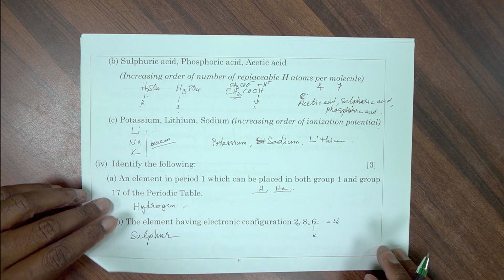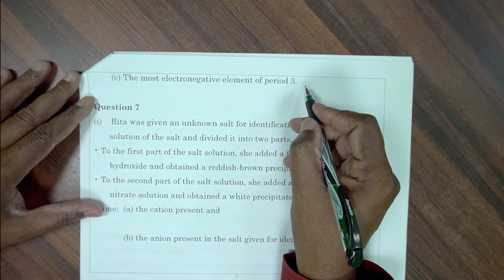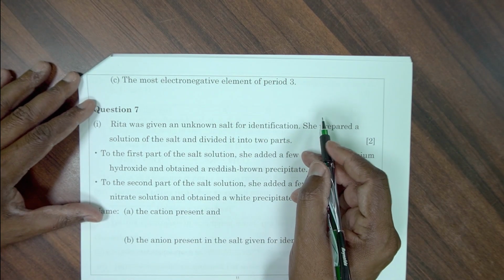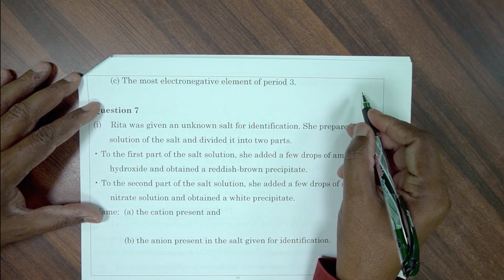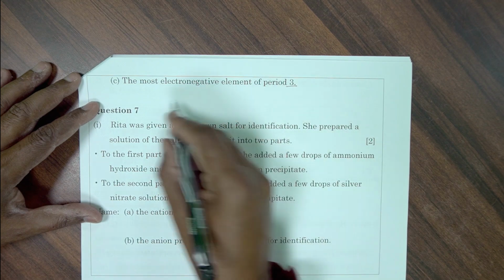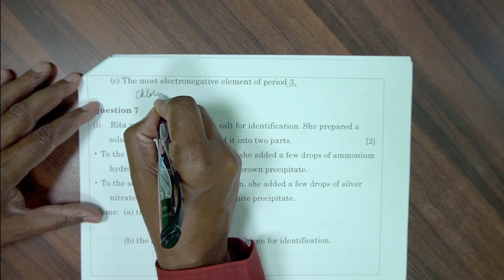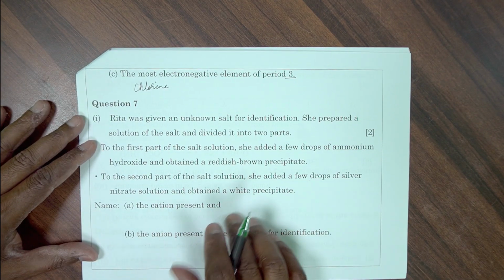Okay. Right. Next, the most electronegative element of period 3. The most electronegative. Period 3, the electronegativity increases from left to right. The halogens will be the most electronegative. Period 3, we have chlorine. So it is the most electronegative element, right? Now we are going to question 7.